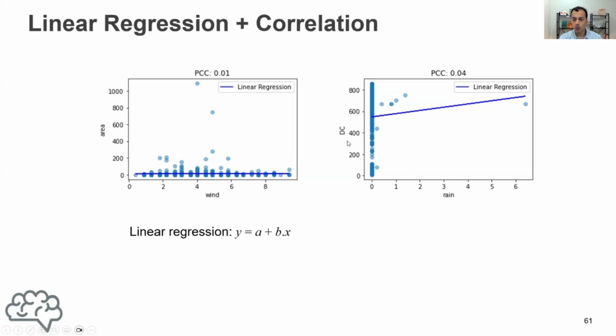In the case of variables rain and DC, what we can observe is that this outlier in particular makes a huge difference in the calculation of the linear regression. Because if we didn't have this outlier here and these other outliers, the linear regression would be a vertical line here over these points that represent the relationship between rain and DC.